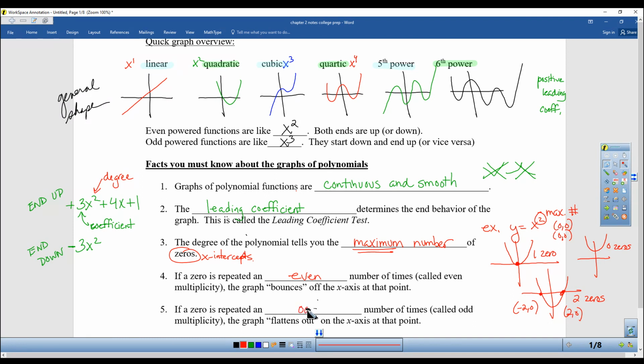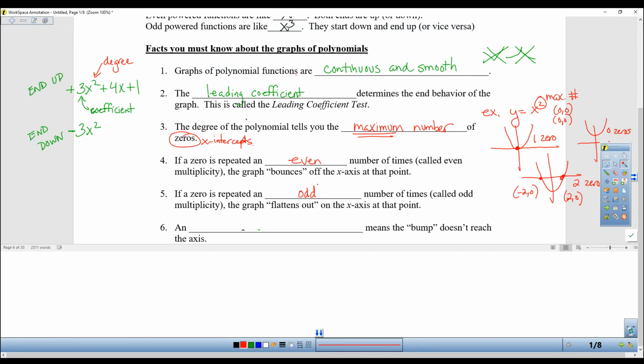If a 0 is repeated an odd number of times, called odd multiplicity, the graph kind of flattens out on the x-axis at that point. When I do problems like that, I'll come back to these notes to make sure that makes sense. And last, an imaginary 0 means that the bump doesn't reach the axis.